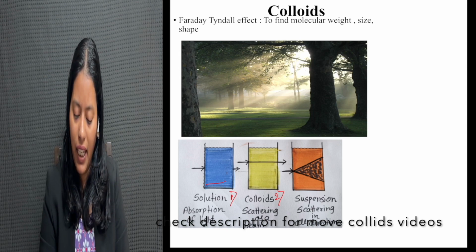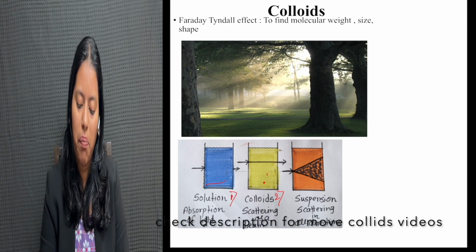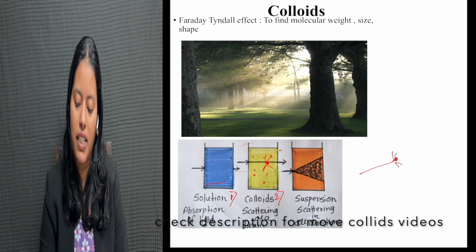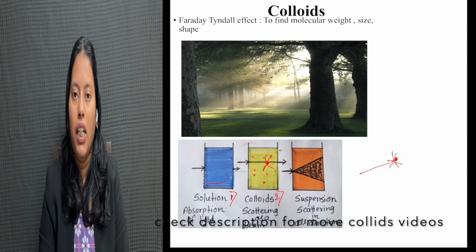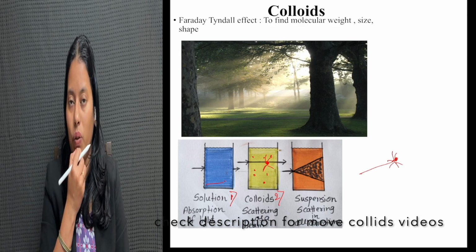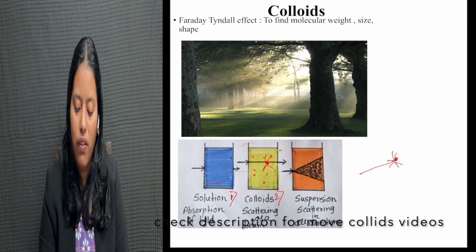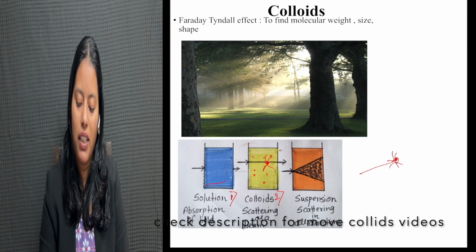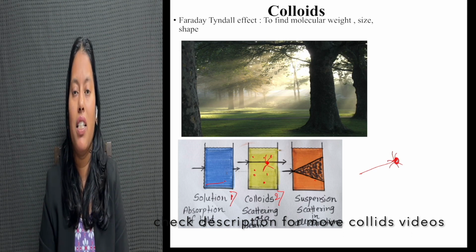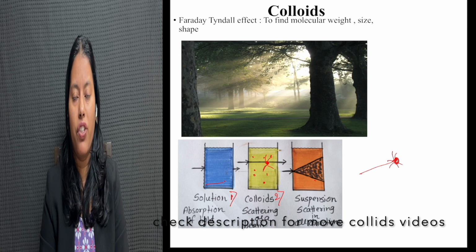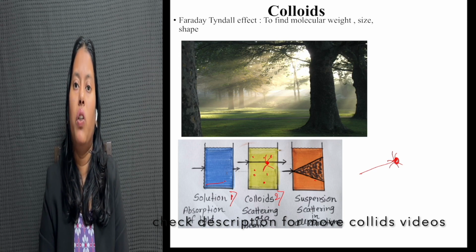In the second case, you see there are some particles scattered throughout the system. When the light falls on them, scattering of the light takes place, and this scattering gives you the path of the light. In the case of the suspension, the particles are of big size, and the light gets scattered in the form of a cone. So these are the three different patterns in which the light gets scattered through solution, colloids, and suspension.